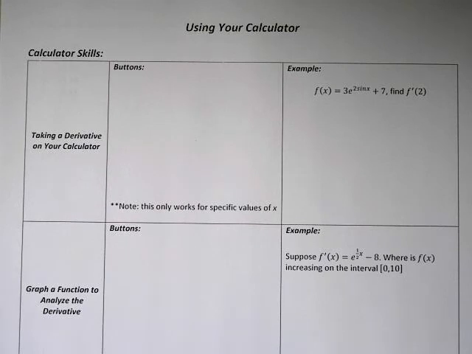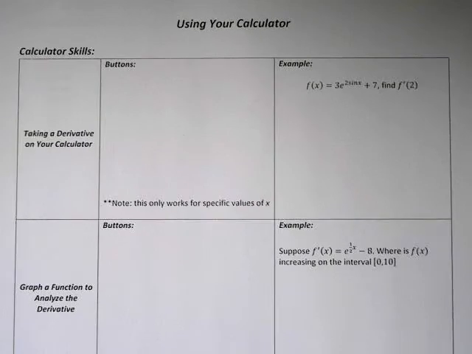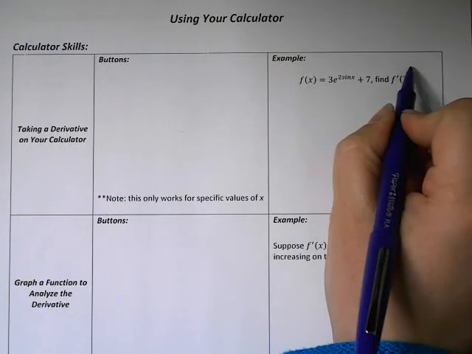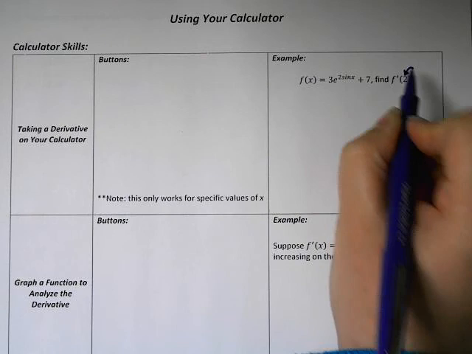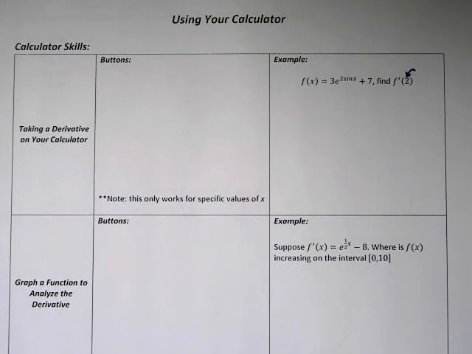So when we are looking for a specific value of the derivative, so for example, right here we're looking for f prime of 2, our calculator can actually do this for us. If we were going to do it by hand, we would take the derivative and then we would substitute x equals 2 and we would find it. Now, you can do that, that's fine, but your calculator can actually do it for you.